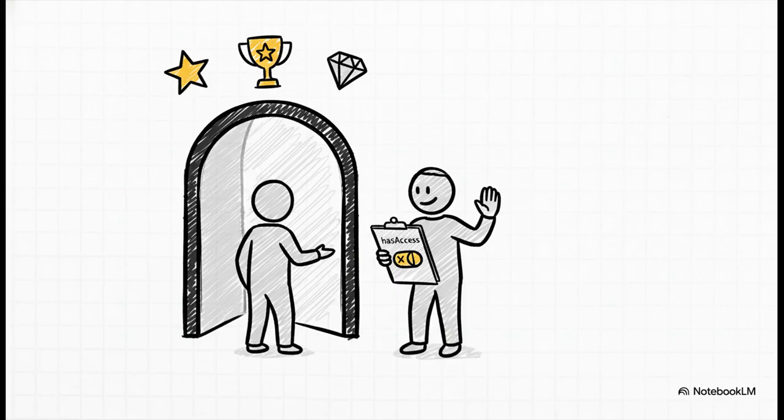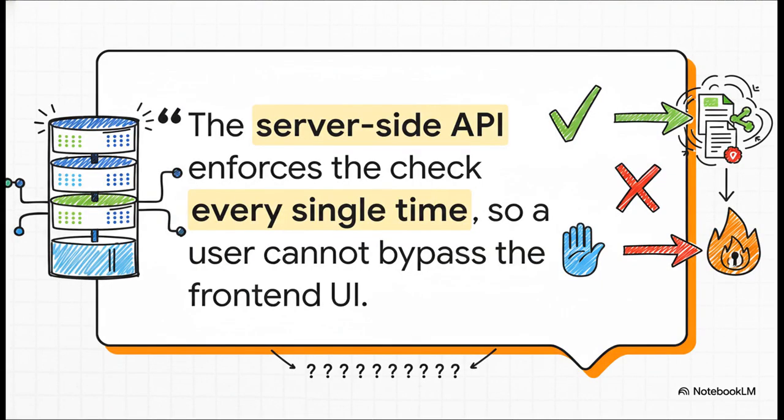Think about it. A lock on a door is completely useless unless you actually check to see if it's locked before you try to open it. In the world of software, that constant checking is done by something called an API guard. And this is the most critical part for security.